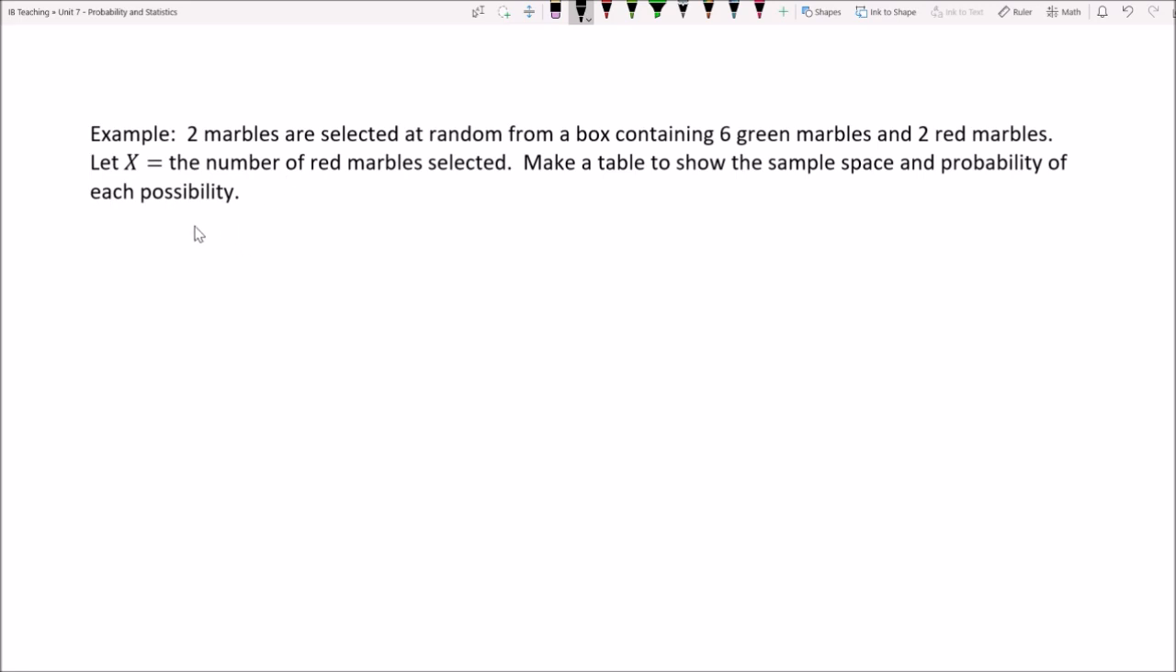In this one, we're going to be drawing marbles from a box. So 2 marbles are selected at random, and in that we have 6 green and 2 red marbles. We're going to let x equal the number of red marbles. Okay, we're discussing red marbles in this question. We're going to make a table to show the sample space and the probability of each possibility. So we're talking about red marbles. What are all the different numbers of red marbles we could possibly draw? We could get 0, that'd be all green. We could get 1, that'd be a red and a green. Or we could get 2, that would be both reds.